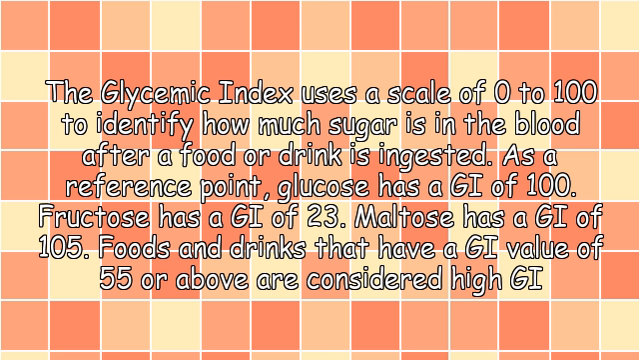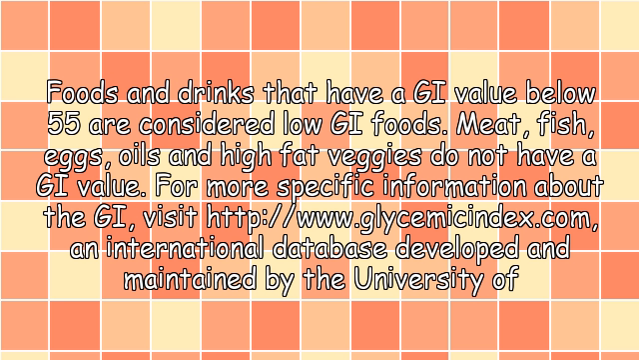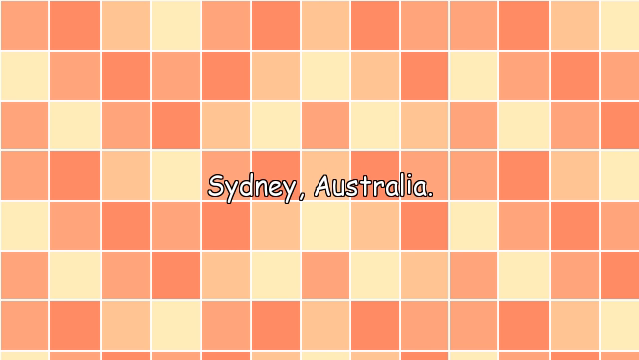As a reference point, glucose has a GI of 100. Fructose has a GI of 23. Maltose has a GI of 105. Foods and drinks that have a GI value of 55 or above are considered high GI. Foods and drinks that have a GI value below 55 are considered low GI foods. Meat, fish, eggs, oils, and high-fat veggies do not have a GI value. For more specific information about the GI, visit http://www.glycemicindex.com, an international database developed and maintained by the University of Sydney, Australia.